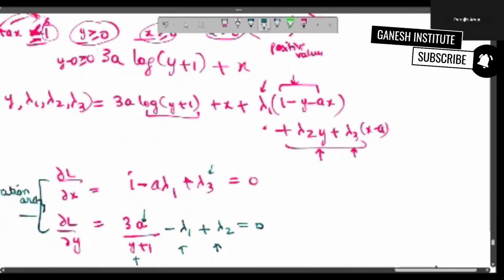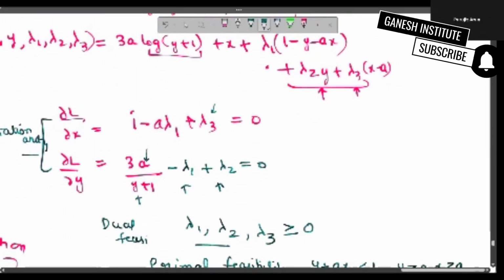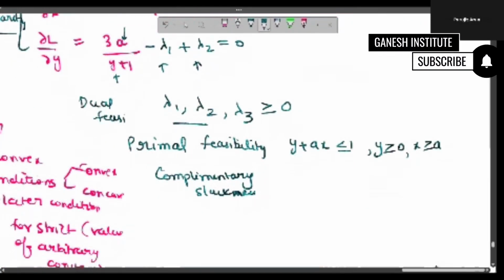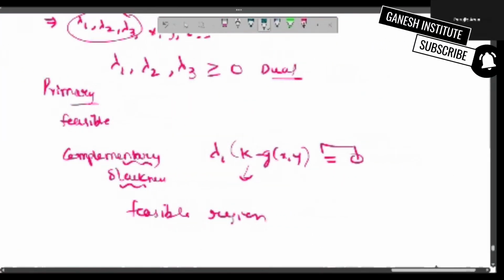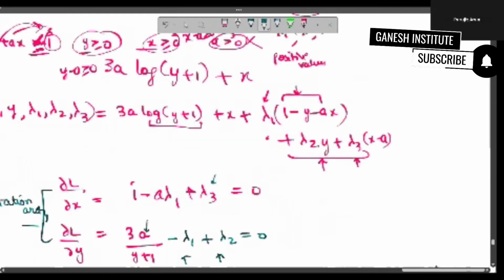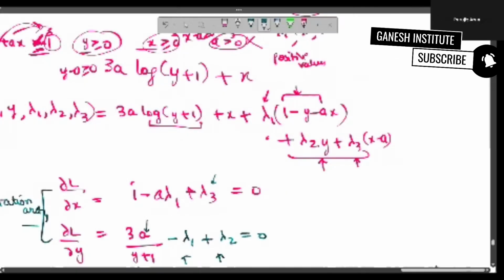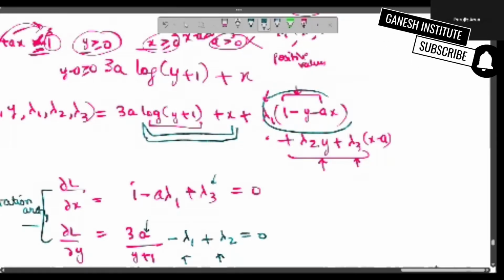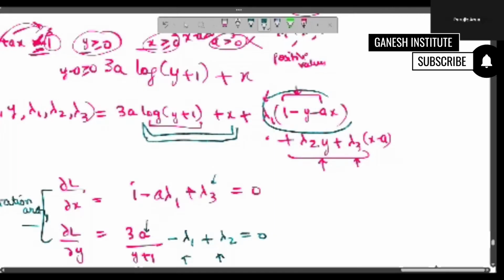Ma'am, there are two kinds of complementary slackness. One is when the constraints are active, one is when they're inactive. So when you put the multiplier as 0, I put the multiplier as 0 when the constraints are inactive. Inactive means you are not considering the function, this value. Forget about this and substitute this as 0. This as 0. This as 0.